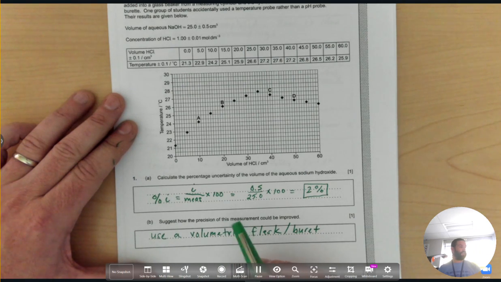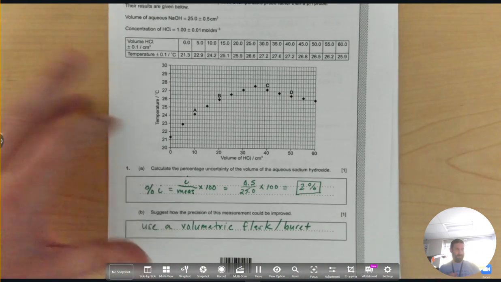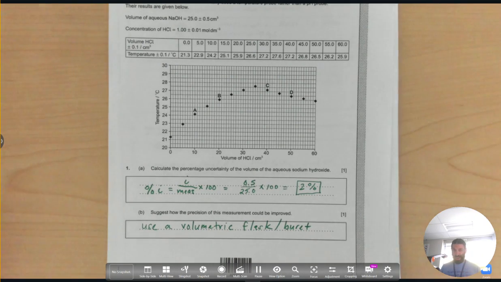And suggest how the precision of that volume measurement could be improved. Again, you could use a volumetric flask. A volumetric flask is essentially without uncertainty because it only has one marking line, and the neck of the volumetric flask is very narrow. So you get a very dramatic meniscus, and it's really easy to measure the exact volume to the drop.